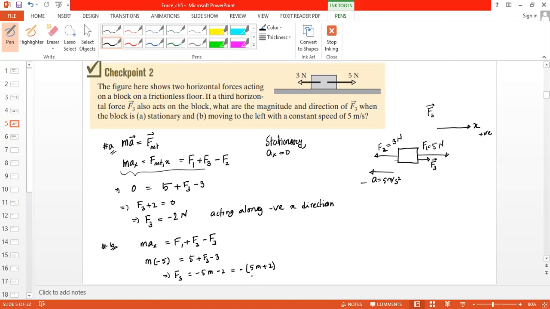Again, in this case, mass is not given here. Once again, F3 would act along the negative of x direction, and I have to put the value of M here. So this is the math. Is it clear to you guys? So we're going to do some more math. Okay, so let's try the first one.